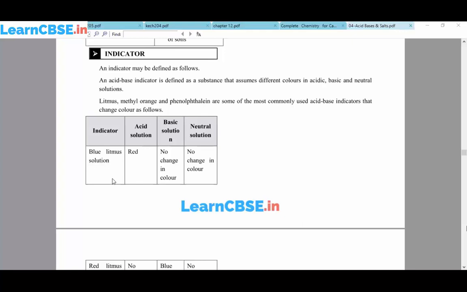Blue litmus. In acid solution, it turns red. In basic solution, there is no change because it's already blue, so the blue will stay blue and you cannot find any color change. In neutral solution, there is also no change.